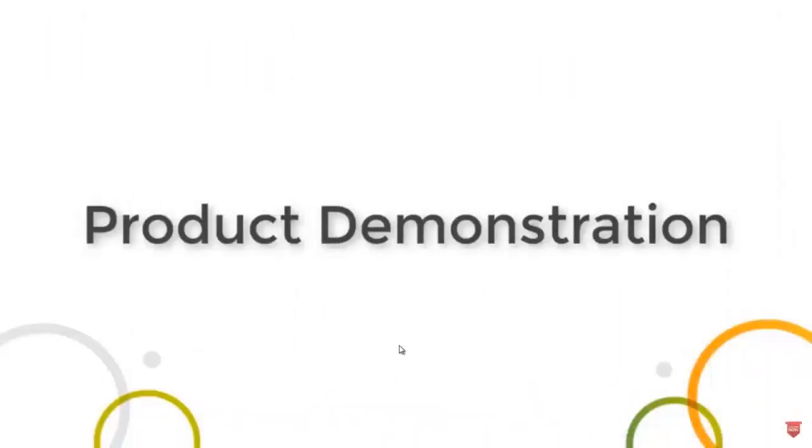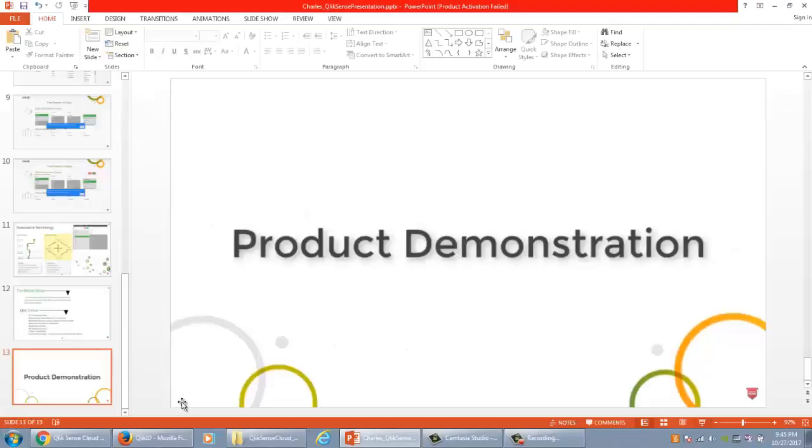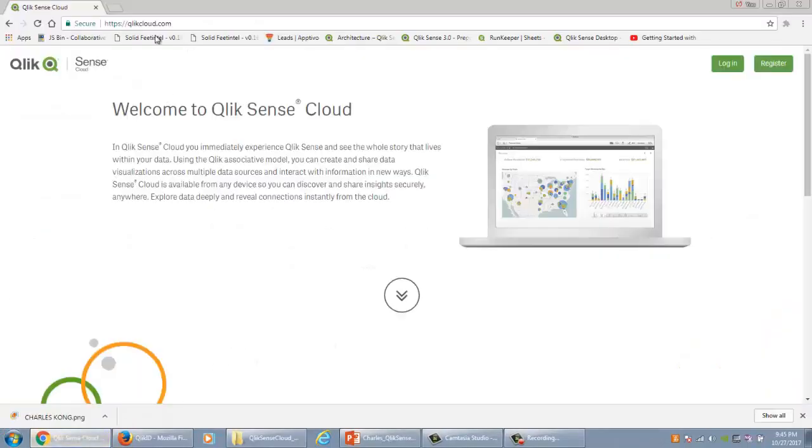Okay, product demonstration time. Let me go ahead and exit out of PowerPoint mode and open up my Chrome browser. And if you go to qlikcloud.com, you can go ahead and register, standard registration form, and you'll be sent an activation link. Go ahead and click on that and click login with your credentials.